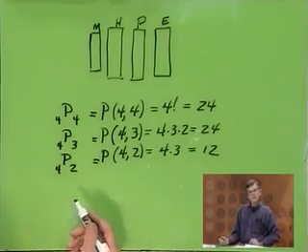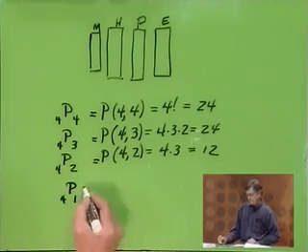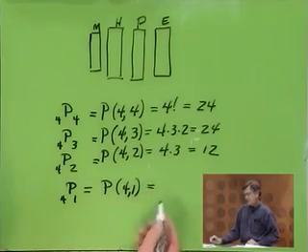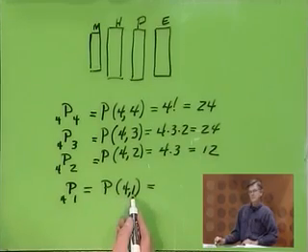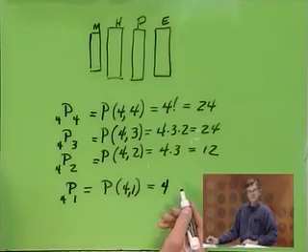Now, one case we didn't consider is what would be P sub 4, 1, or P of the ordered pair 4, 1. In how many ways can you arrange 4 objects when they're taken 1 at a time? 4. Yeah, because there'd only be 1 blank to fill in. That would be 4 in that case.